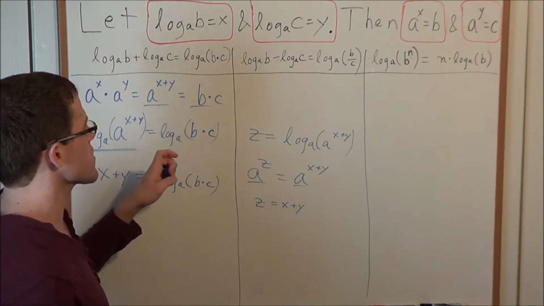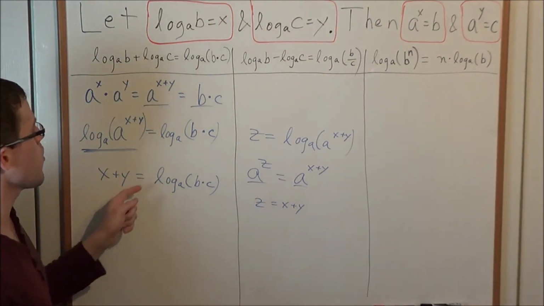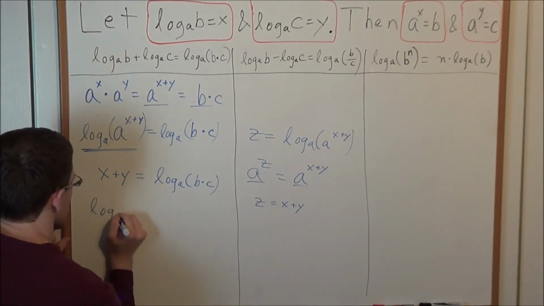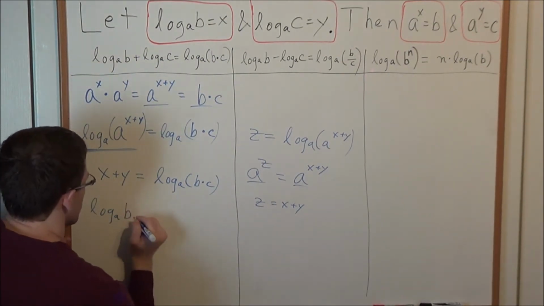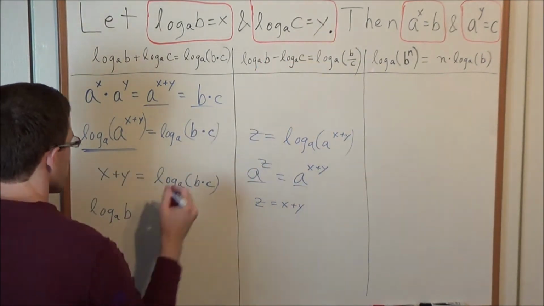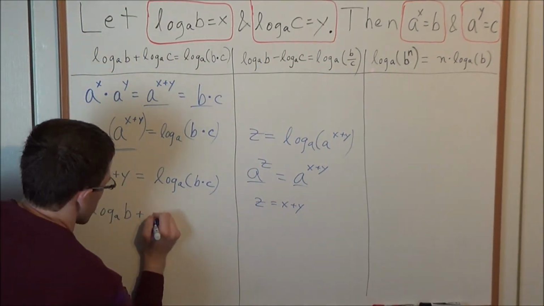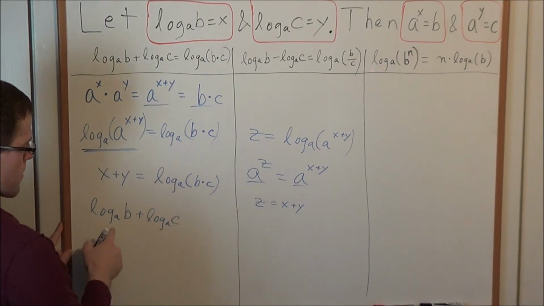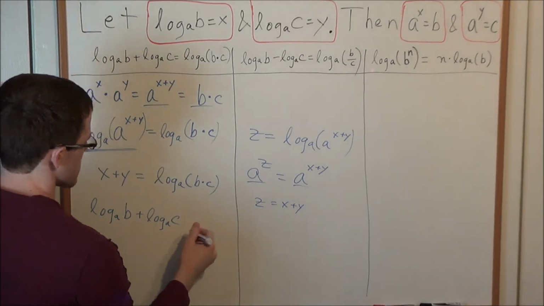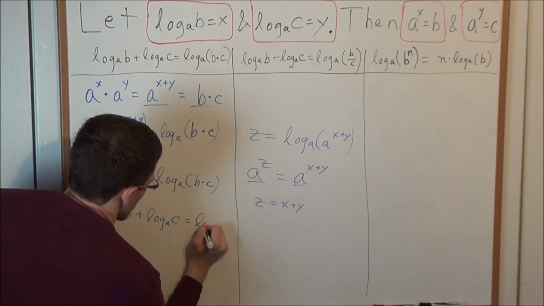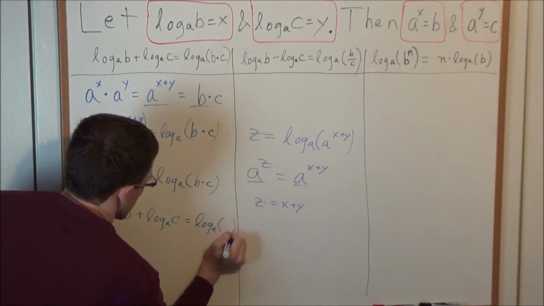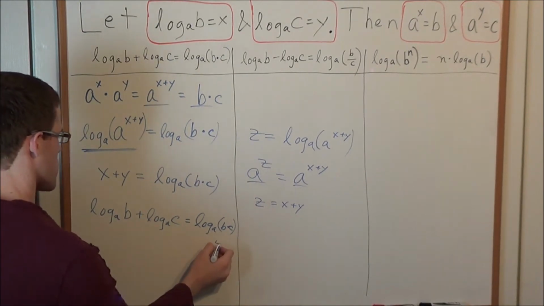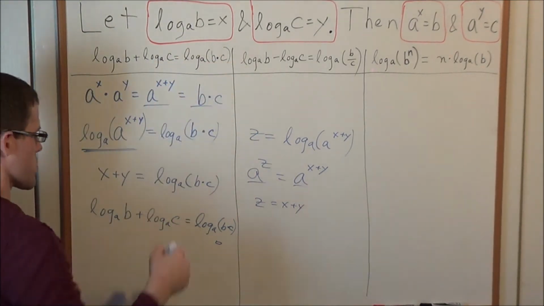But now let's go back to what we defined x and y to be. x is equal to log base a of b, and y is equal to log base a of c. So this gives us that log base a of b plus log base a of c is equal to log base a of b times c, which concludes the proof of this first log property.